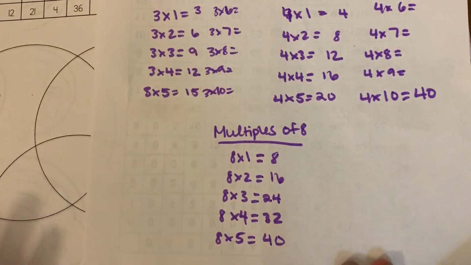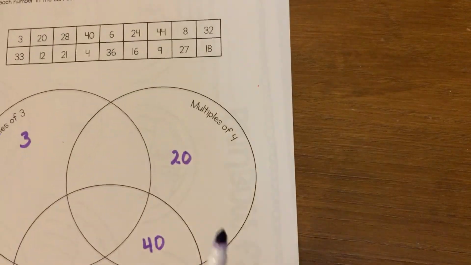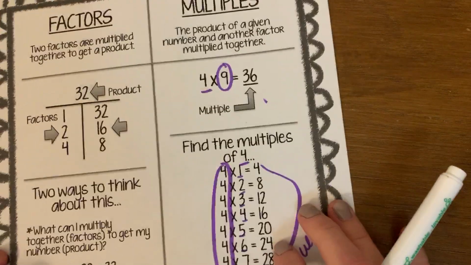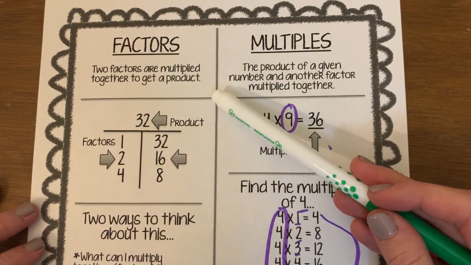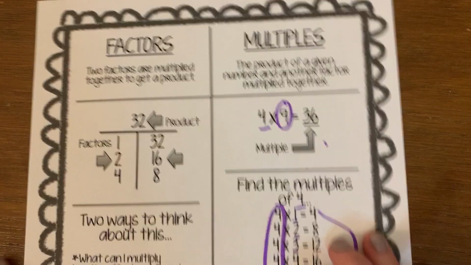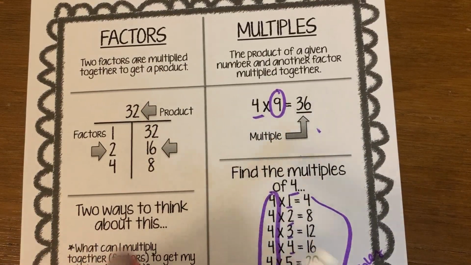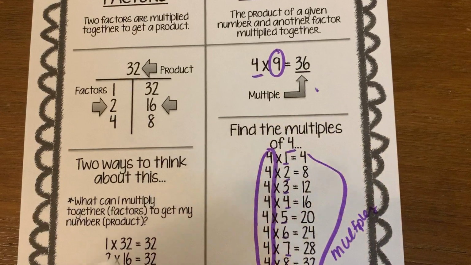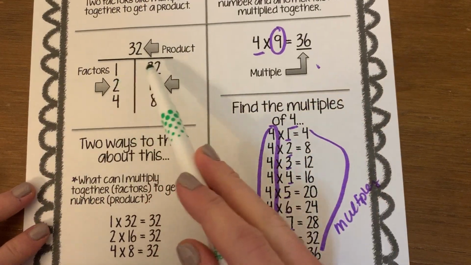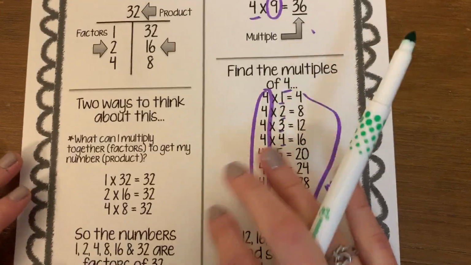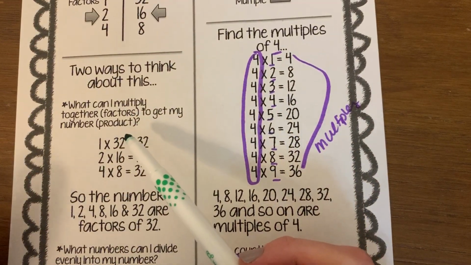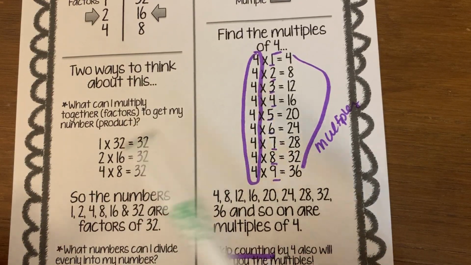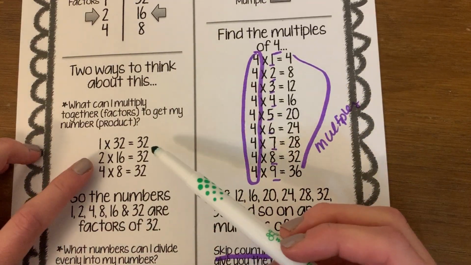Let's go ahead now and spend some time looking at factors. All right, so factors, we're going to look back at that chart now. Factors are 2 numbers multiplied together to get a product. So the 2 numbers that are multiplied together to get an answer, those are the factors. There are 2 ways you can think about this. You can make a table like this, or you can ask yourself, what can I multiply together, the factors, to get my number, the product, okay?